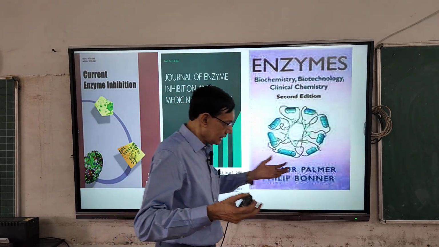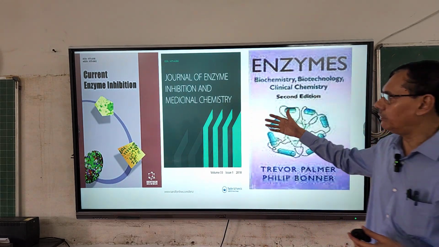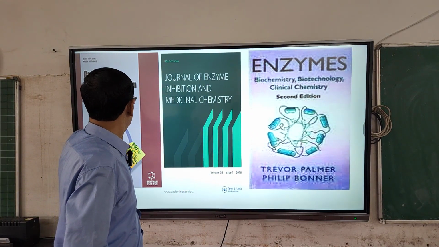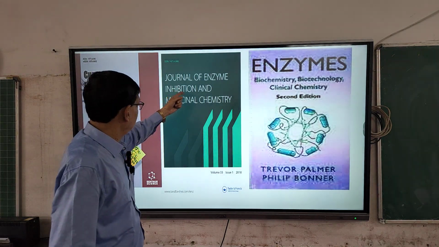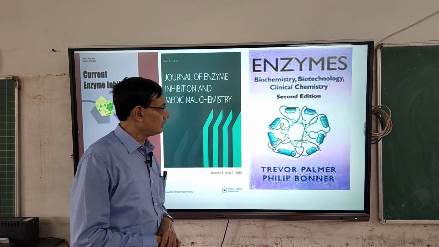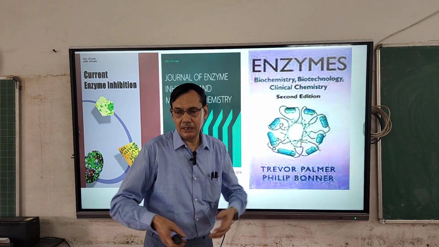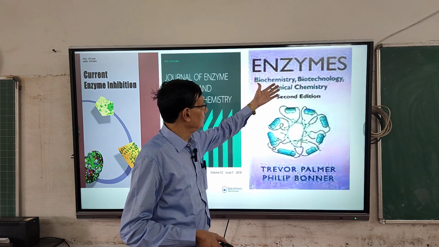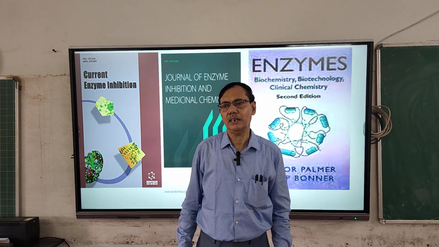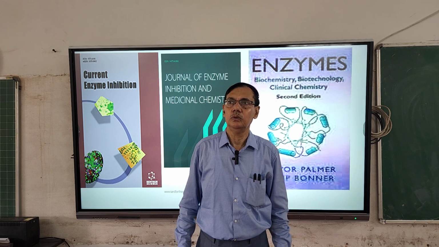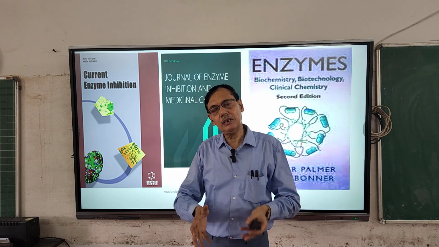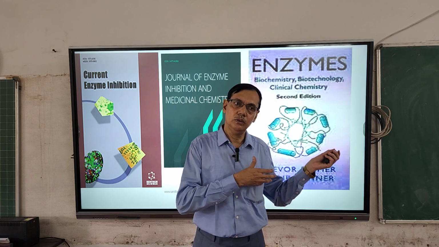As I have already told you, enzyme inhibition is very, very important, and many journals are available on this concept, like Current Enzyme Inhibition, as well as the Journal of Enzyme Inhibition and Medicinal Chemistry. I prefer this book because whatever I have prepared and am delivering to you is also based on these books, which have a large number of diagrammatic representations of enzyme inhibition. It is up to you which diagram you use. There are no hard and fast rules, because there are many very nice diagrammatic representations of these inhibitions in your course content.